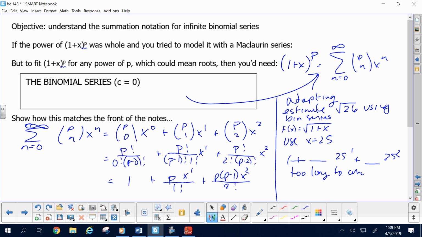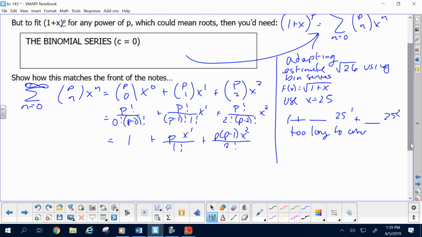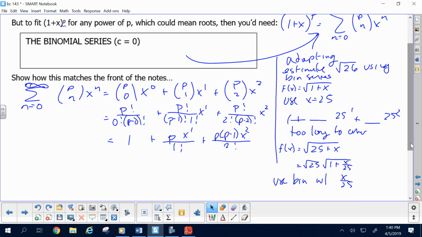Instead, you do a little bit of tweaking. Instead, you would let the function be the square root of 25, and then factor out a 25. And then you'd use your binomial with x over 25 as each x. And you'd see things would get really small really fast. Okay. We'll finish that. That should be enough to get you going on the front sheet.